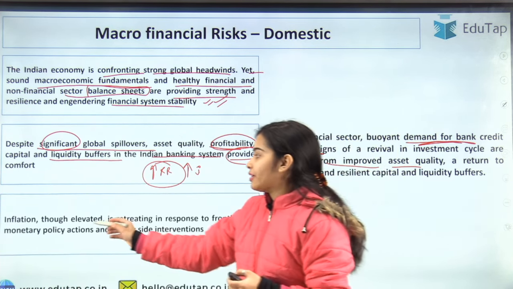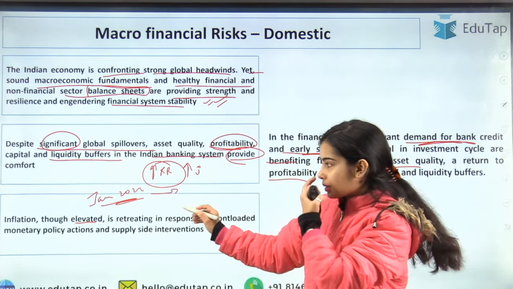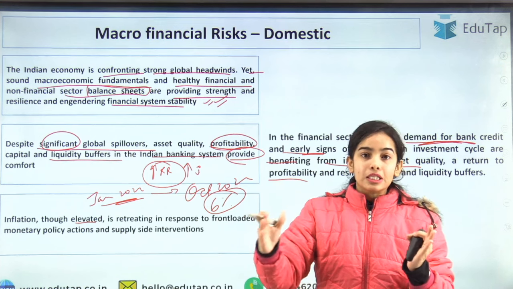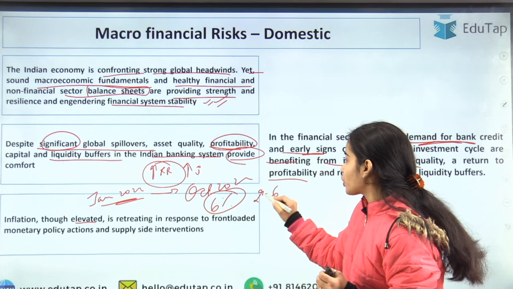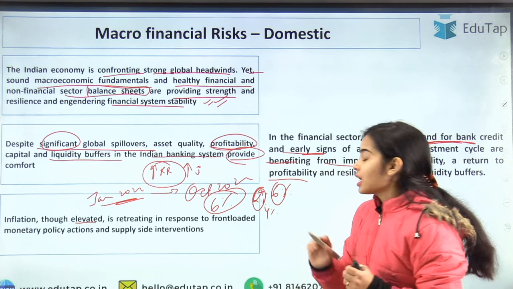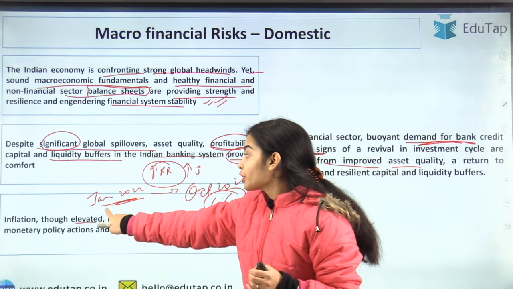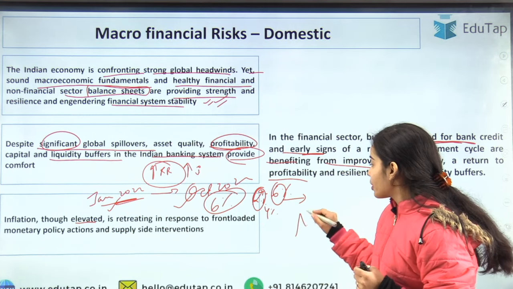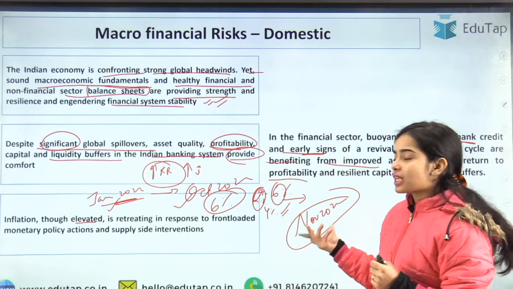Here, inflation is though elevated. We have seen that from January 2022 till October 2022, the inflation was above 6%. The Reserve Bank of India, or the government, has set a range of 2 to 6%: the inflation should not go below 2% and should not go above 6%, and it should remain around 4%. But the inflation was above 6% from January 2022 to October 2022, for 10 continuous months. Then in November 2022, the inflation came down from the 6% mark, to around 5.8%.